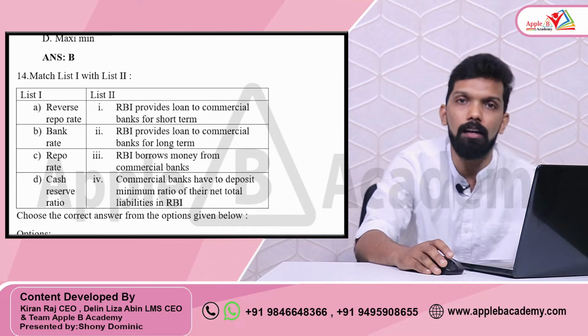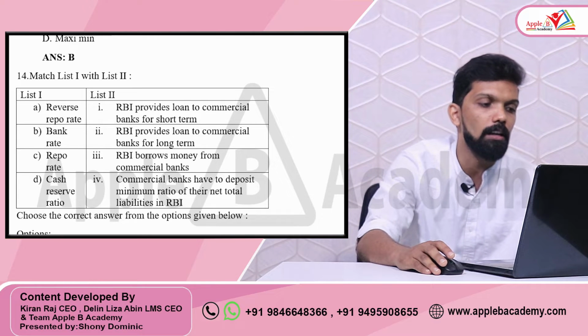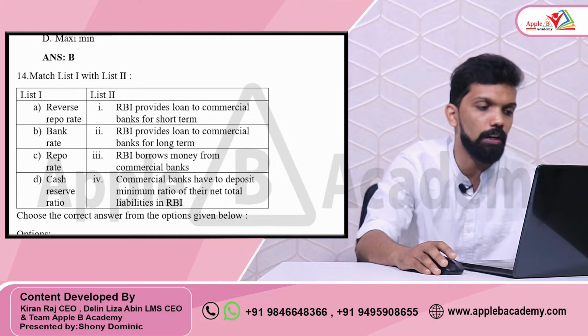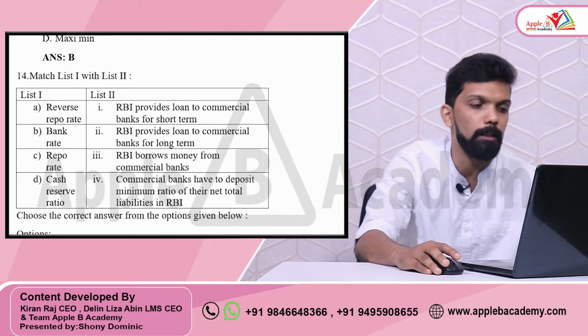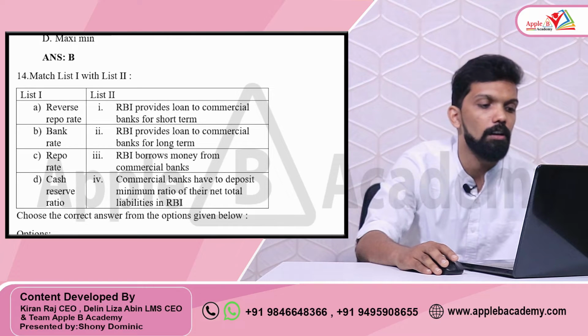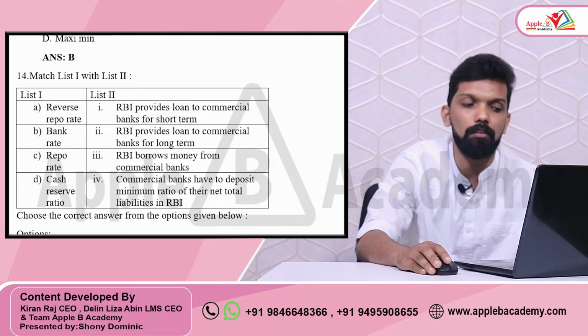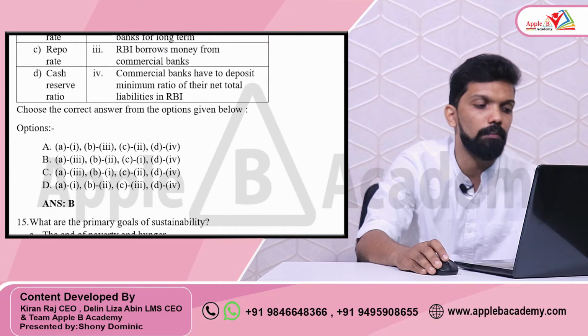So the next question is match the following. Two different lists are given. The first list: reverse repo rate, bank rate, repo rate, cash reserve ratio. List 2: RBI provides loan to commercial banks for short term. RBI provides loan to commercial banks for long term. RBI borrows money from commercial banks. Commercial banks have to deposit a minimum ratio of their net total liabilities in RBI. So different options are given.